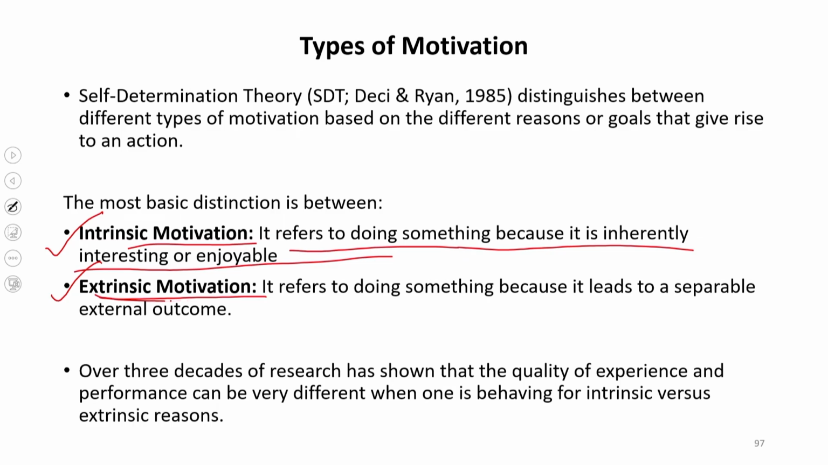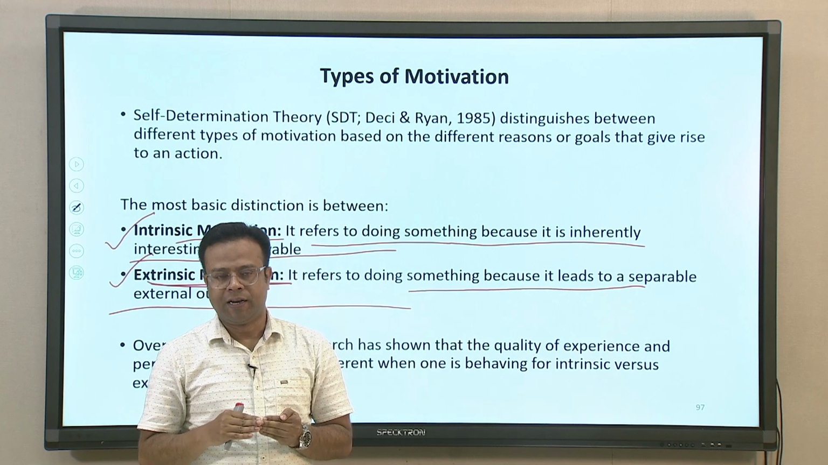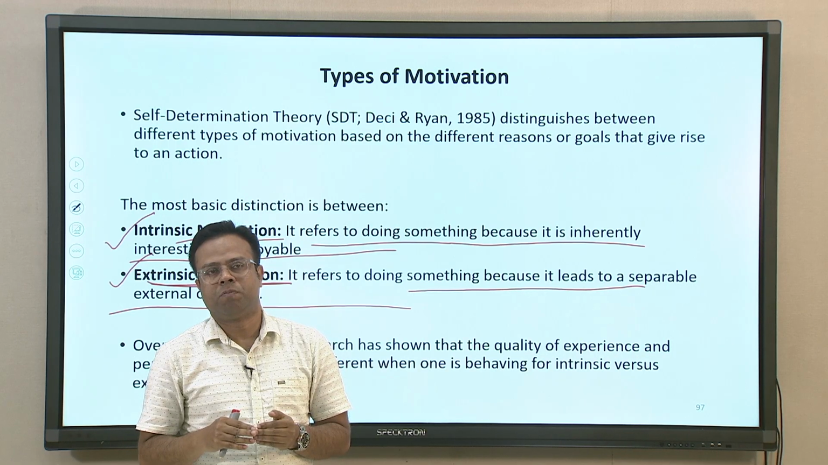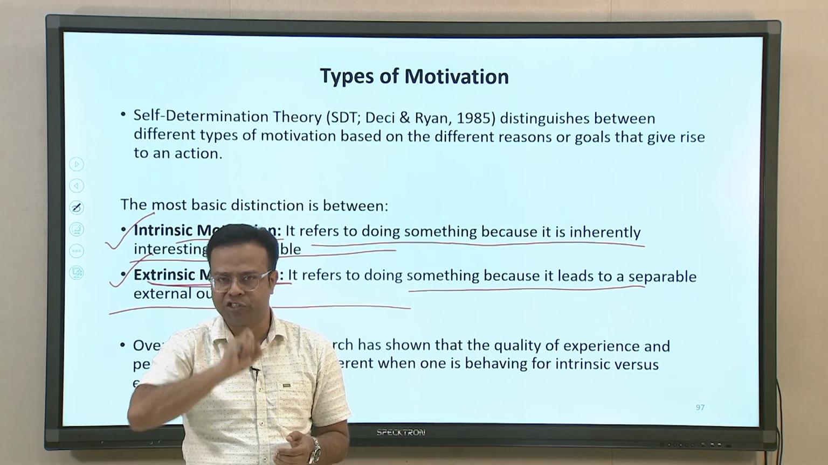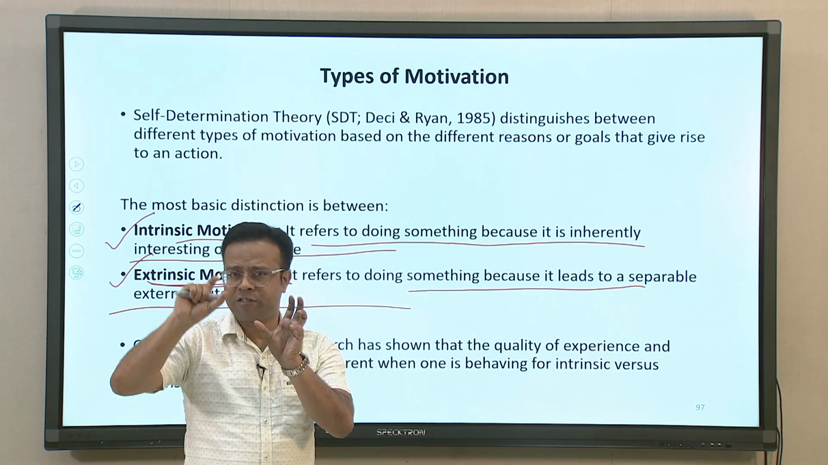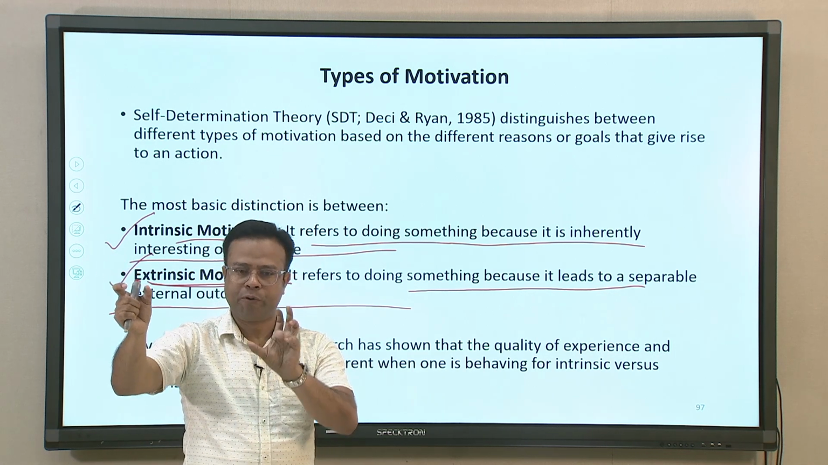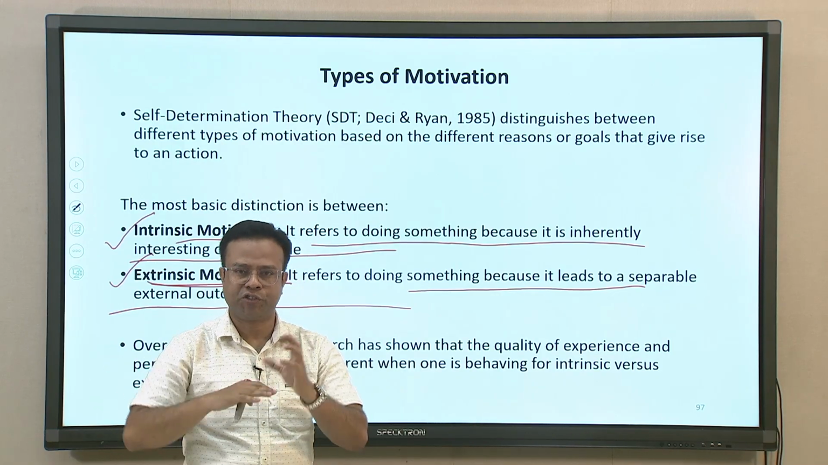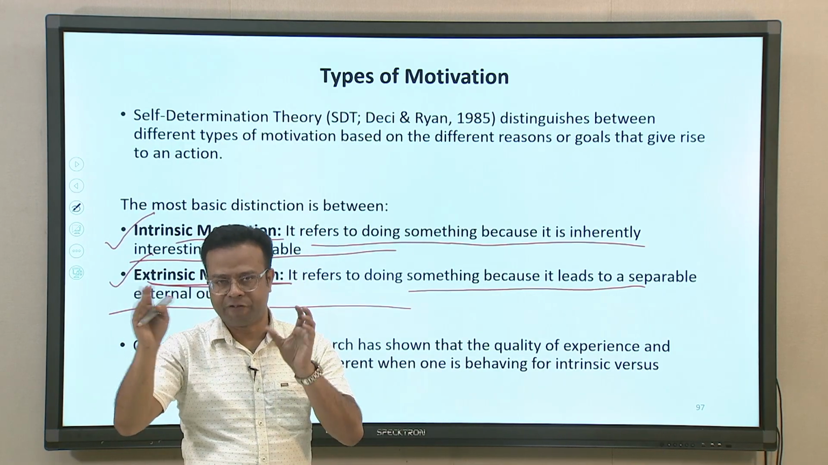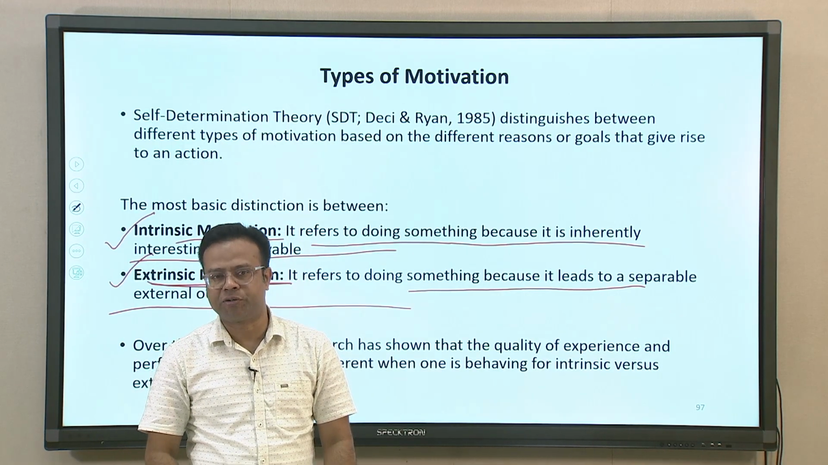On the other hand, extrinsic motivation is about doing something because it leads to a separable external outcome. Whenever you do something to get some separable outcome out of it, let us say you do something to earn money, that is an example of extrinsic motivation. Your motivation is something outside. I am doing it because it leads to earning money, then it is called extrinsic motivation. That is the basic difference between intrinsic motivation and extrinsic motivation.